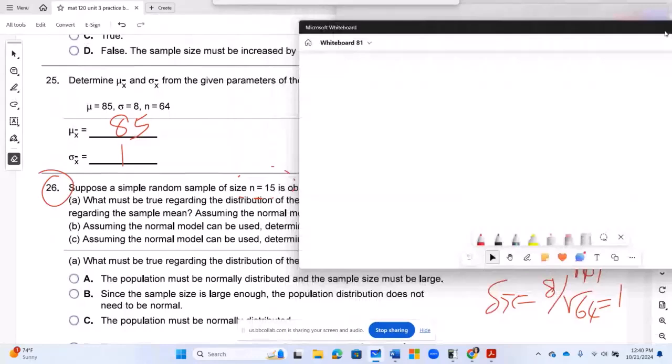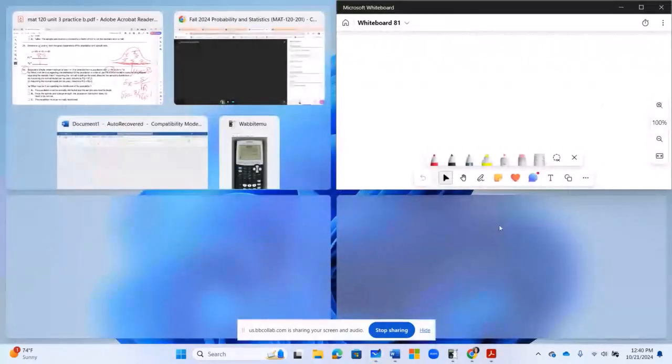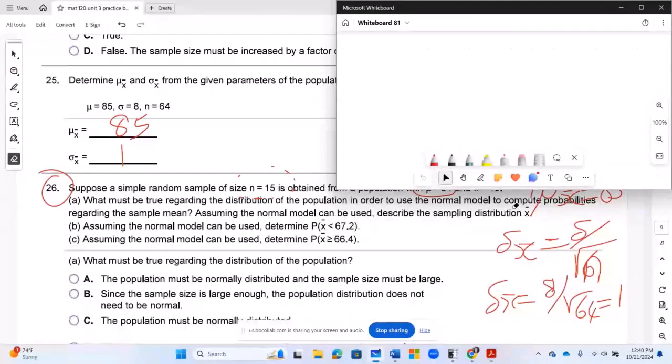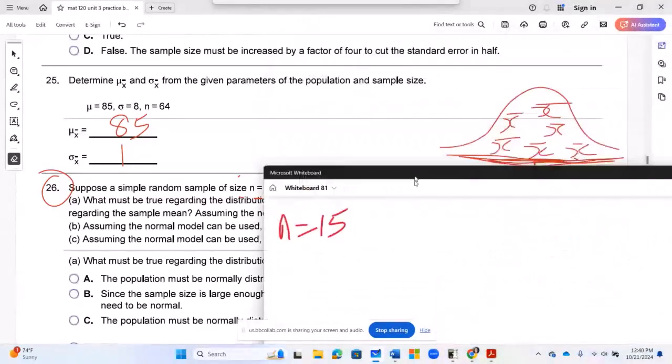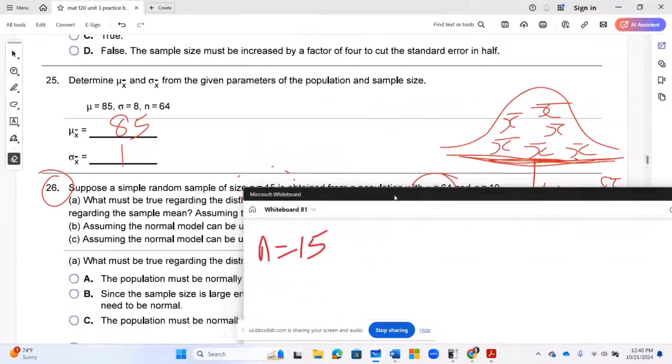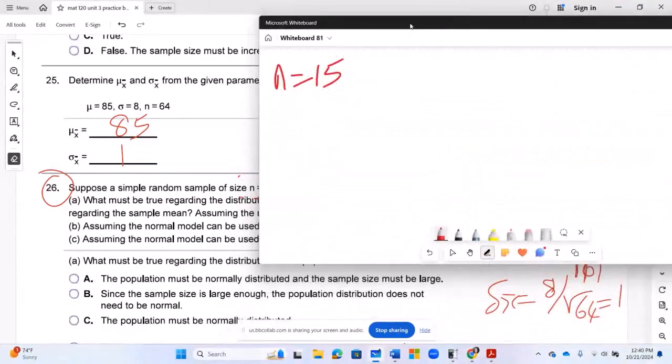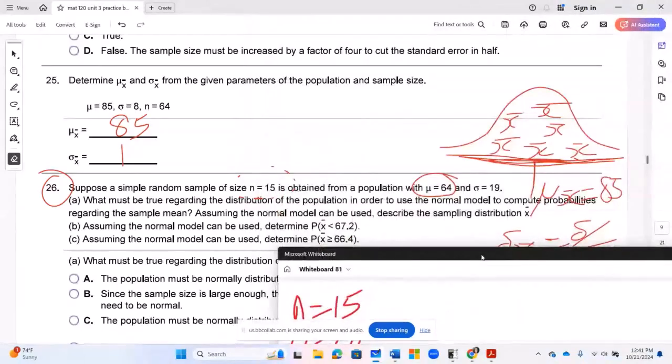All the things given to me are that the sample size of the data is n equal to 15, the mean of the original data is 64, and the standard deviation of the original data is 19. Okay, and that's what we were given.